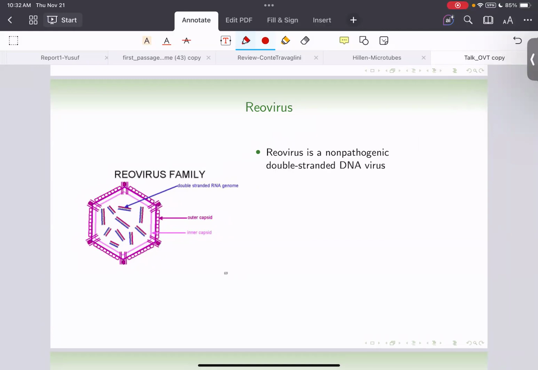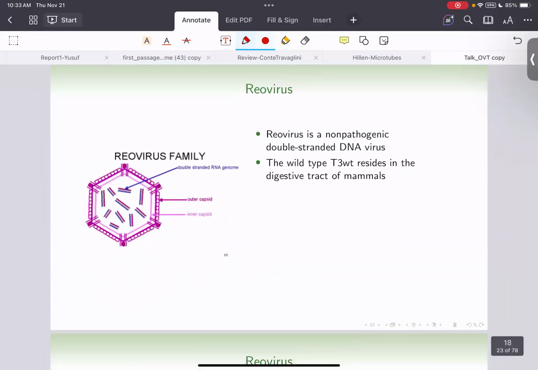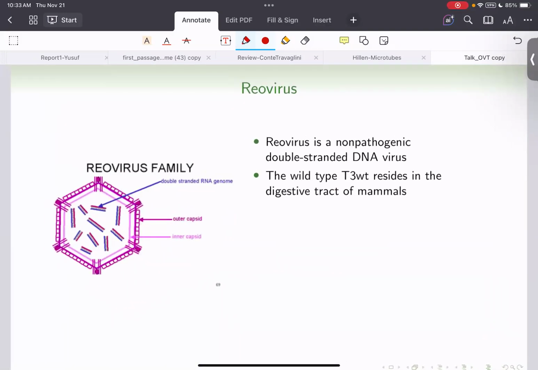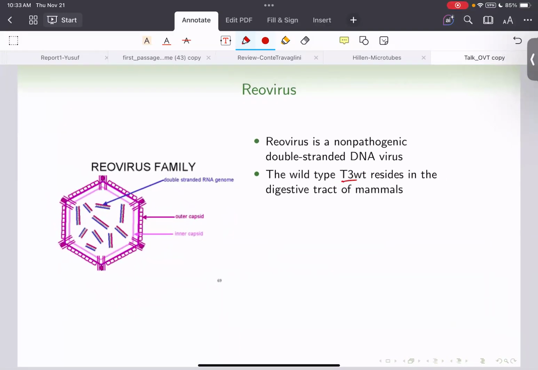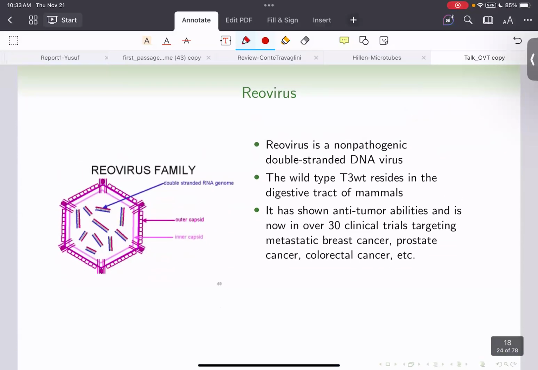So yeah. Now let's learn a few facts about the reovirus. It is a double-stranded DNA virus. Other viruses might be RNA viruses. Okay, so this one actually has DNA. There's a wild type, which is called T3WT, and this resides in the digestive tract of mammals. So probably all of you will have this virus in your guts, which means it is not pathogenic to humans. It just helps with the digestion.